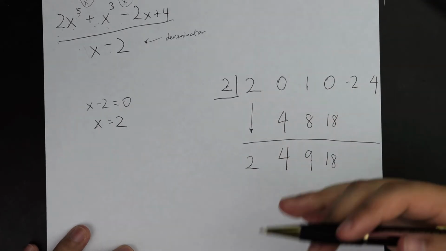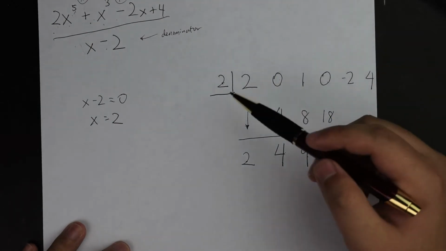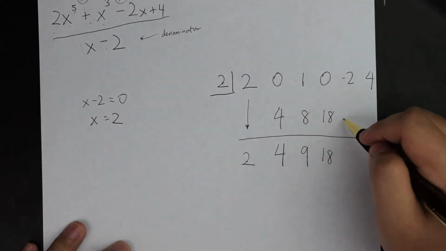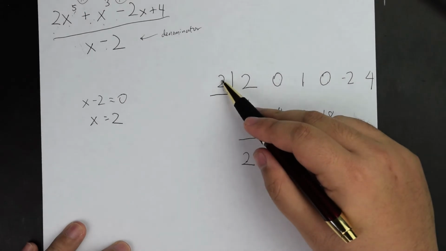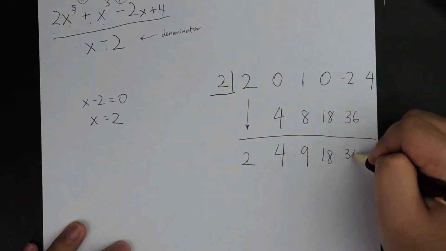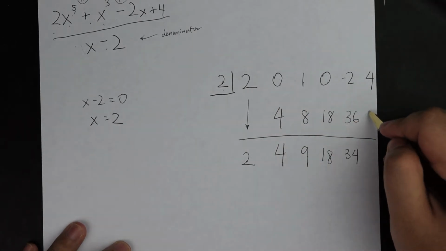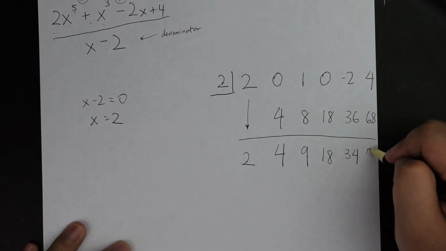And so be aware that in synthetic division, you're going to notice that sometimes values could get big, which is possible. Don't hesitate, as I made up this question. So it's going to happen sometimes. 2 times 18 is 36. 36 minus 2 is 34. 34 times 2 is 68, and 68 plus 4 is 72.